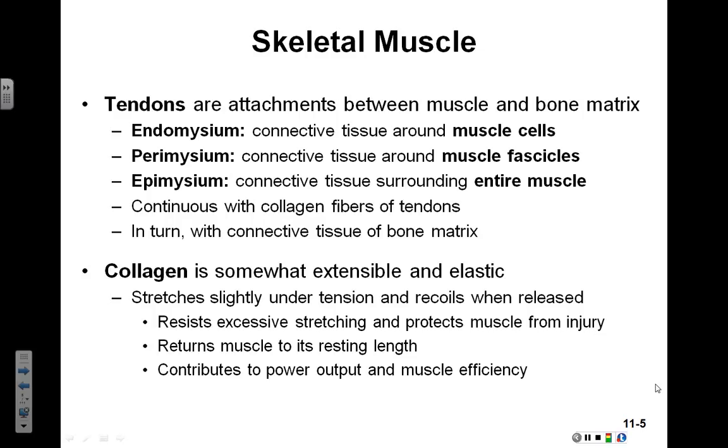Skeletal muscle tendons are attachments between muscle and bone matrix. And of course you have an epimysium. Epi means on top, peri means around, endo means within. Now, an epimysium is going to cover the entire muscle belly. The perimysium is going to keep the individual muscle fibers bundled together. They're called fascicles. And the endomysium is going to surround the individual muscle fibers.